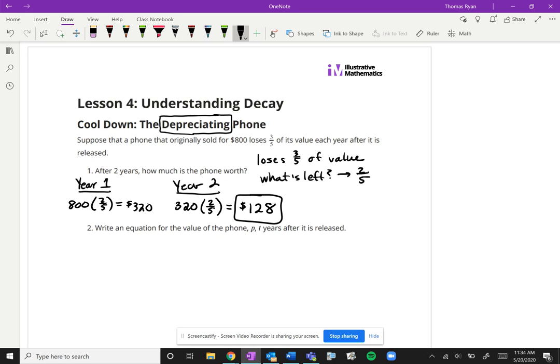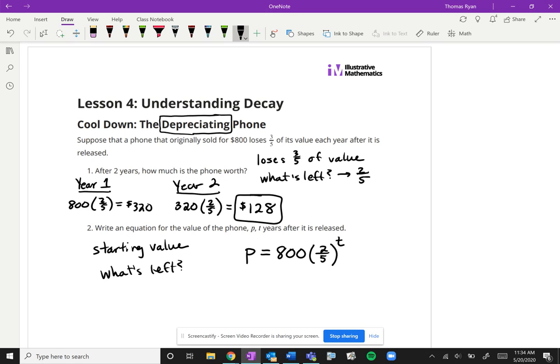So let's write an equation to find the value of the phone, P, T years after it's released. Remember, the value depends on two things, the starting value, and then we ask ourselves what is left. So the value of the phone is worth whatever its starting value is times whatever's left, which in this case is 2/5, times repeatedly the number of years.